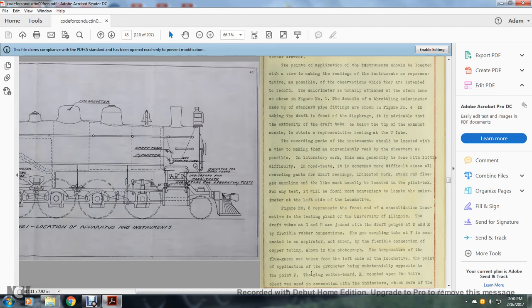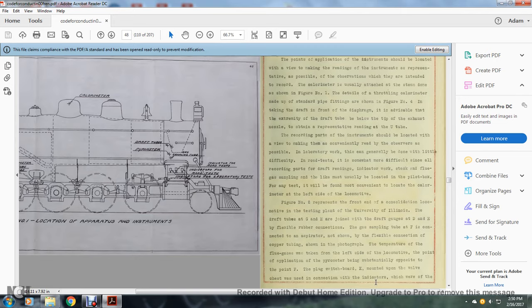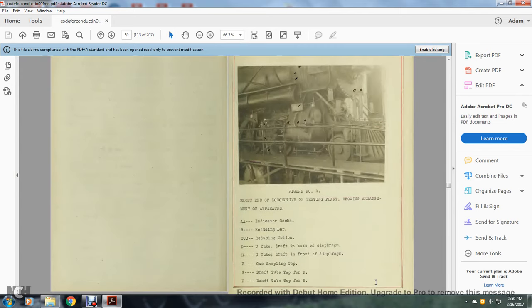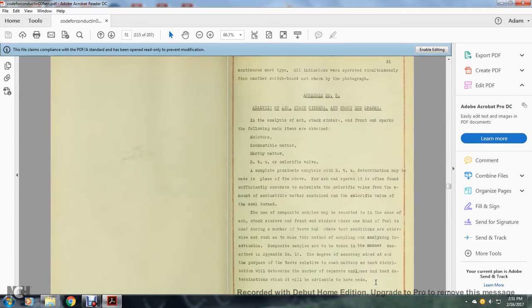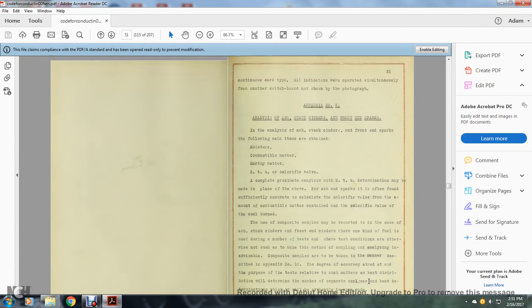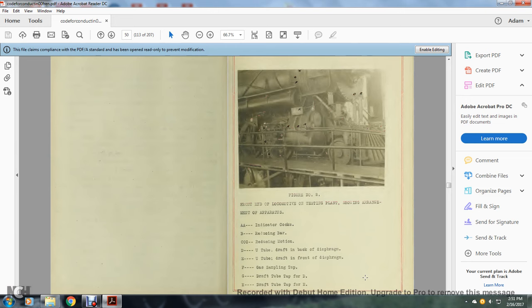The plug of the switchboard K, mounted upon the valve of the chest, was in connection with the indicators, which were of the continuous card type. All indicators were operated simultaneously from another switchboard not shown in the photograph. Alright, the photograph shows figure number 2, front end of the locomotive testing plant, showing the arrangement of the apparatus.